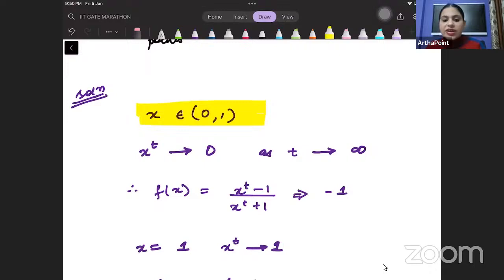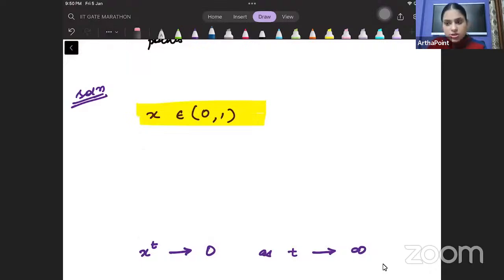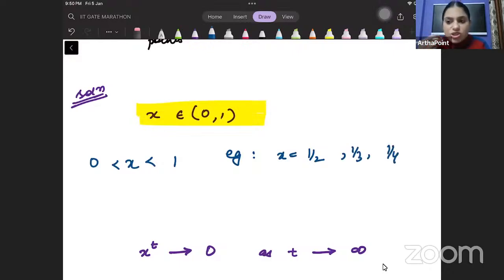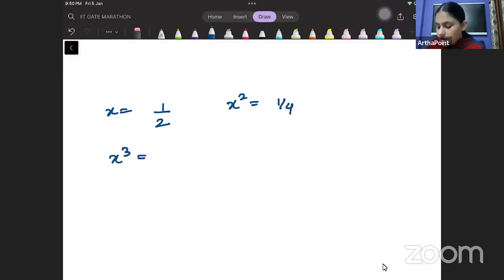See, when I tell you that the value of x is between 0 and 1, for example, I tell you x is half, or x is 1 by 3, or x is 1 by 4. It is a decimal. So beta, as we increase its power, look, if I take x to be half, so what will be x square? It will be 1 by 4. What will be x cube? It will be 1 by 8. What will be x to the power 4? It will be 1 by 16.